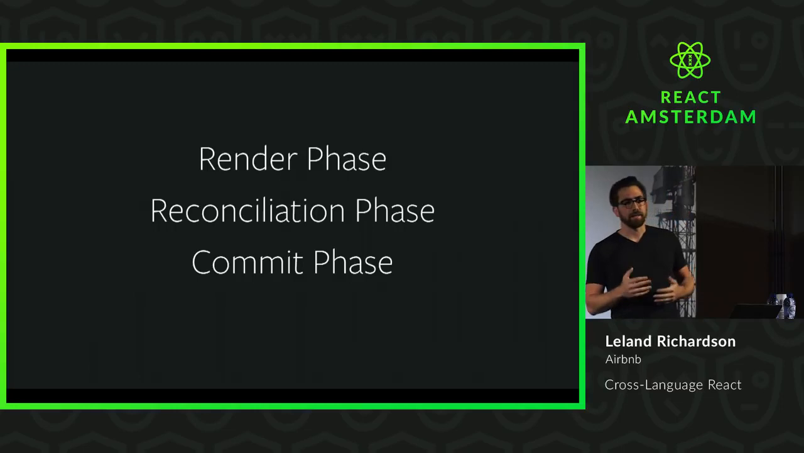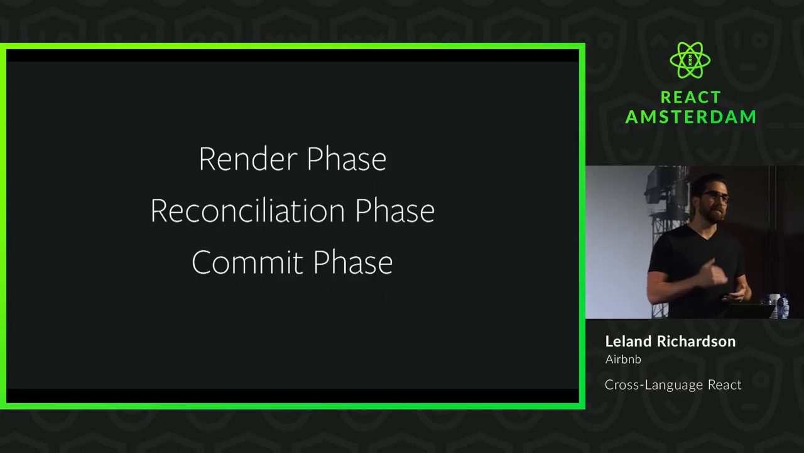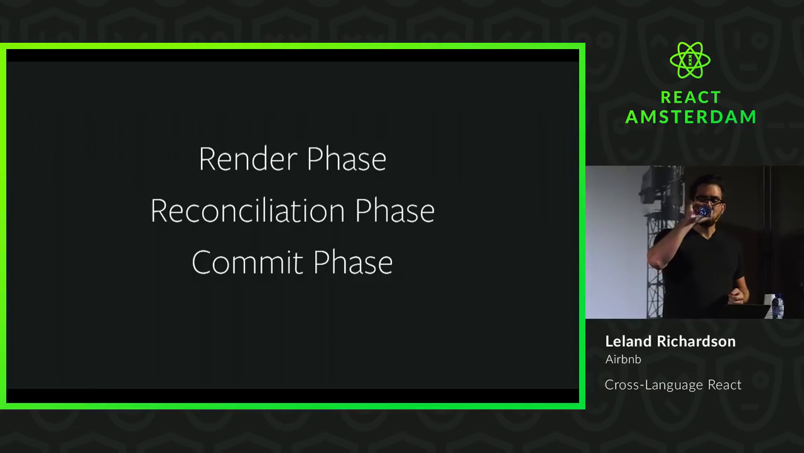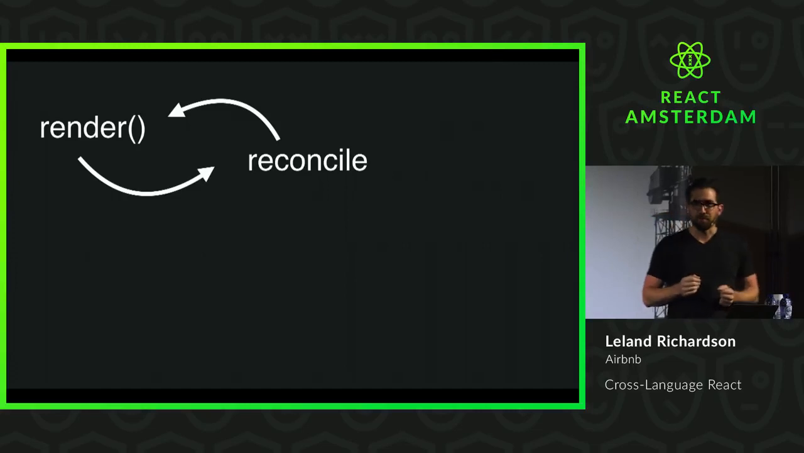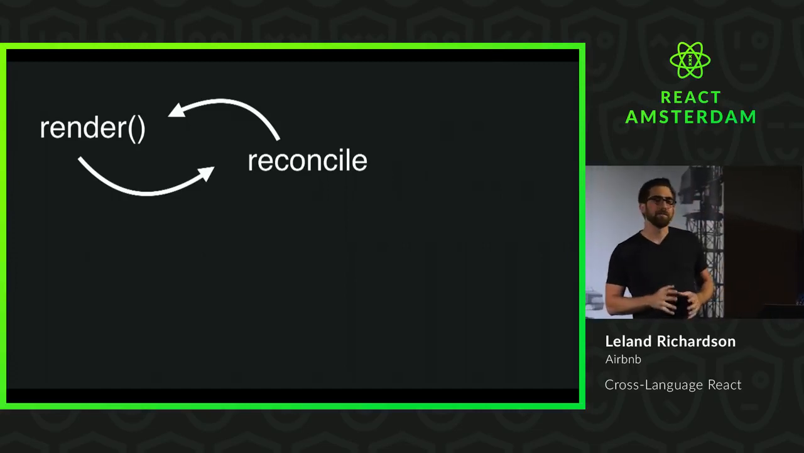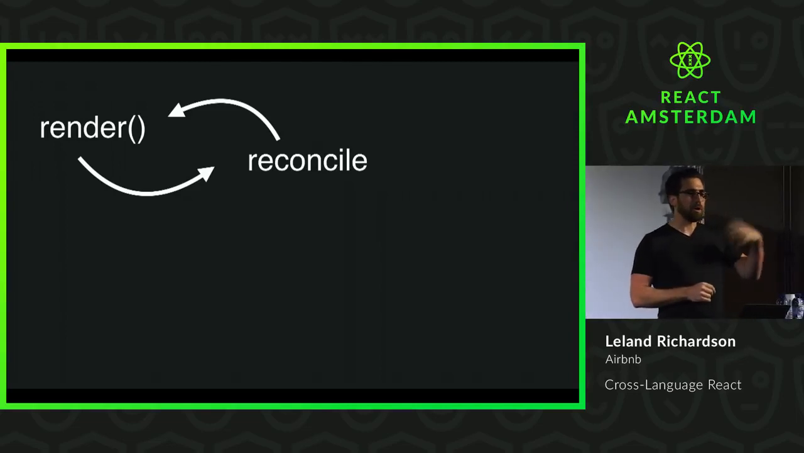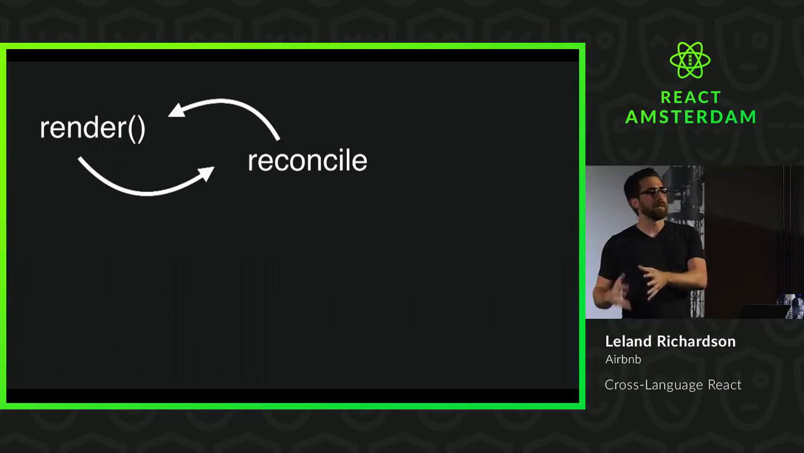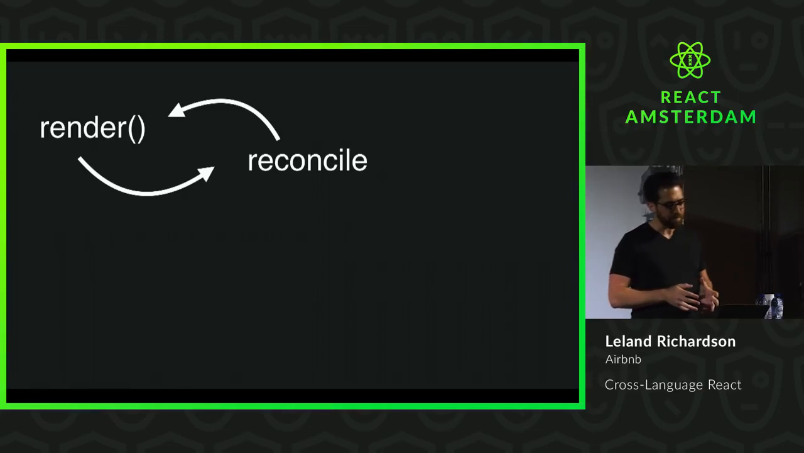When I think about React, I tend to think in terms of three phases: the render phase, the reconciliation phase, and the commit phase. If we're making an update to our UI, we would start off by calling the render function of the component that's doing the update. And render returns this sort of declaration, as we saw earlier, of what our component should look like. We call those elements.